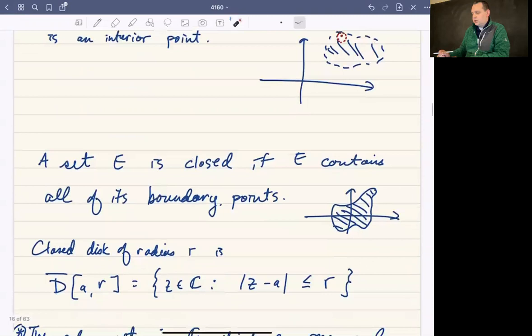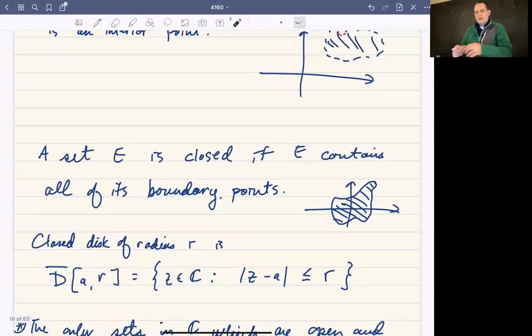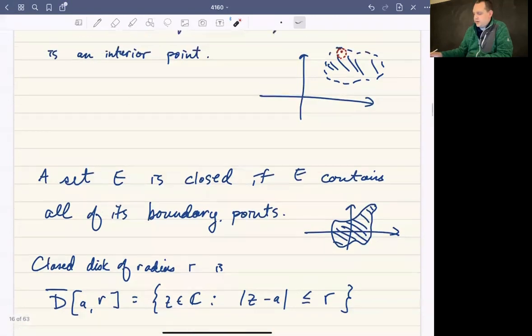A set E is closed if E contains all of its boundary points. There are other precise ways to do this. It turns out that a set E is closed if and only if the complement of that set is open, and open sets we've defined above. An equivalent way is just to say that a set E is closed if E contains all of its boundary points. And this is where the terminology really comes from.